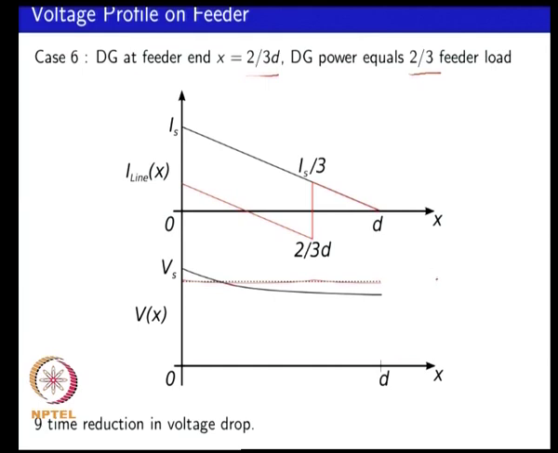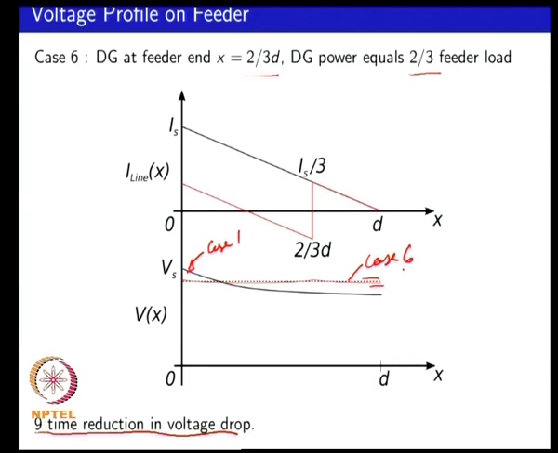What you would see is, compared to the case where you had no DG, this was your case 1 and this corresponds to case 6. Compared to case 1, you have a factor of 9 reduction in your voltage variation along the feeder. So, you can see that it's become almost flat compared to the nominal condition by adding a single DG of appropriate size along the feeder.